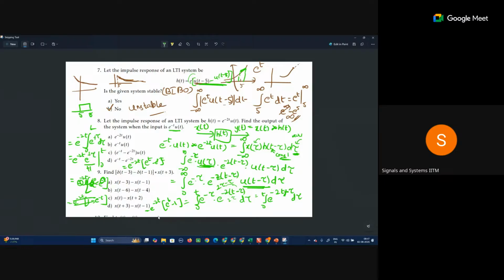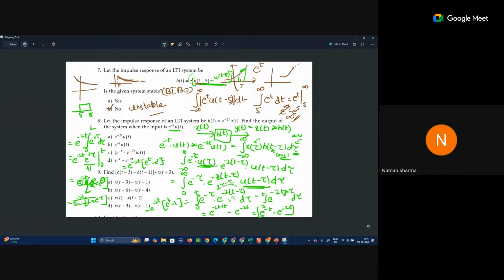So we multiply with this. Then e power minus 2t plus t minus e power minus 2t. So it will be e power minus t minus e power minus 2t.